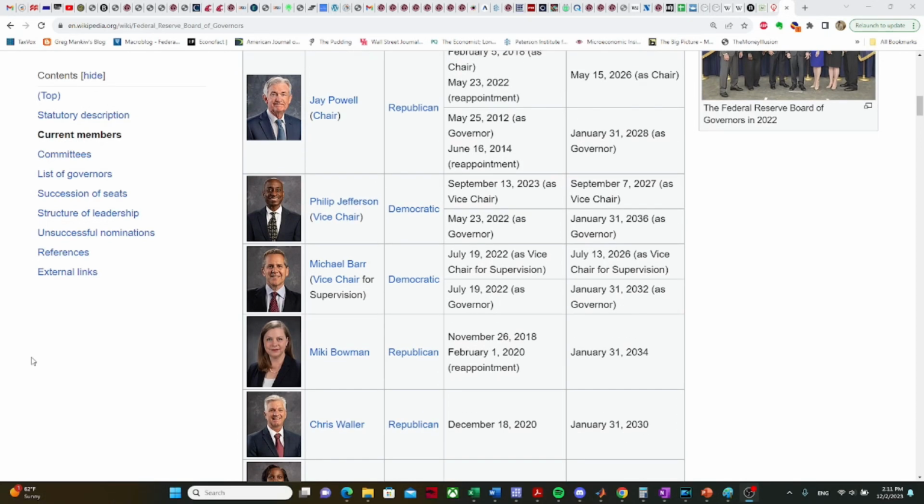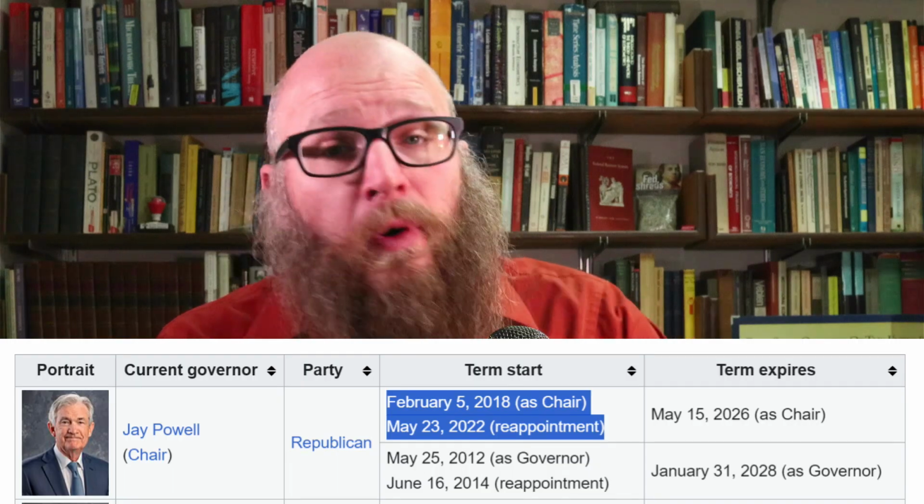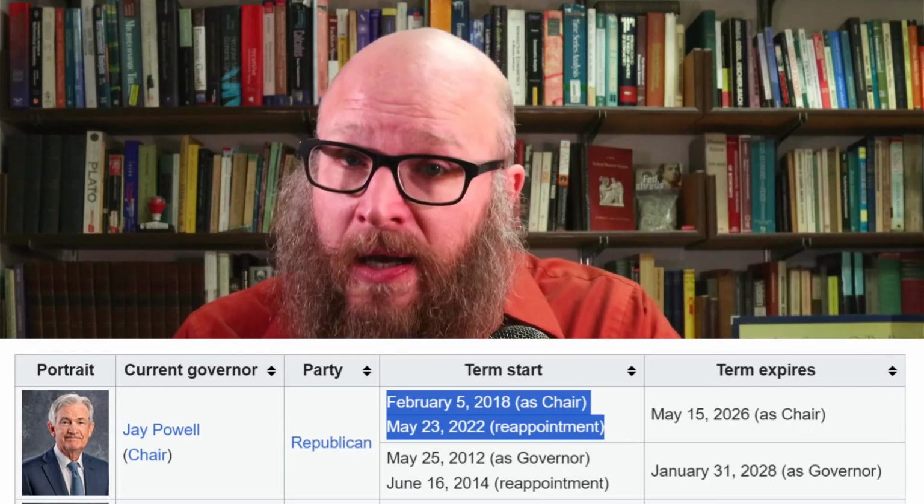It's also a rather bipartisan institution. Many of the boards of governors are Republicans, and many of the boards of governors are Democrats. Jay Powell, who was appointed by a Republican president, was renominated by a Democrat president. The Federal Reserve has a long history of careful, sober analysis.